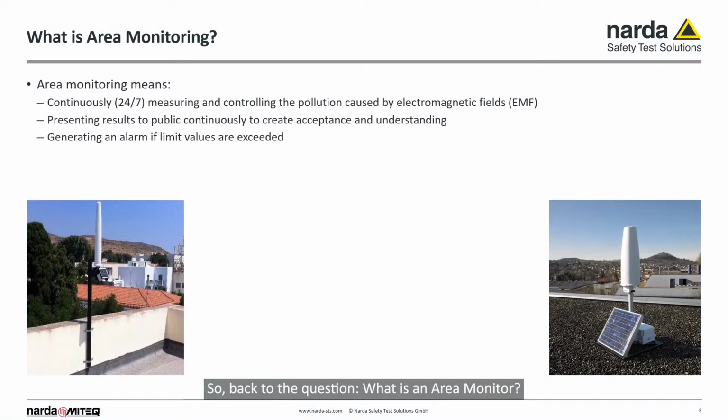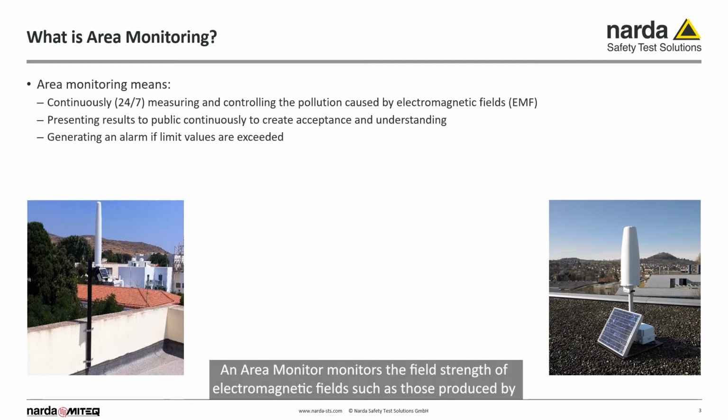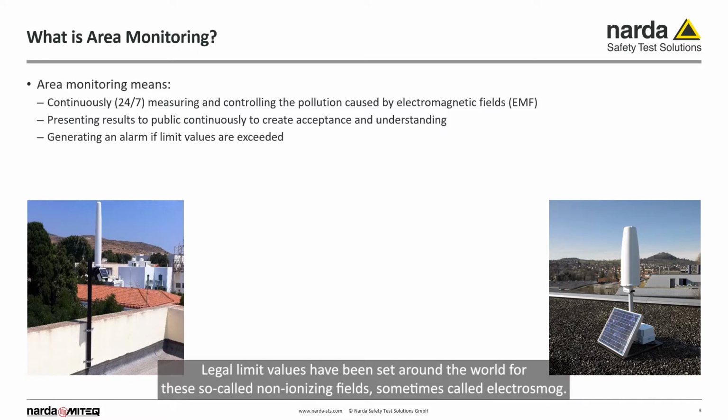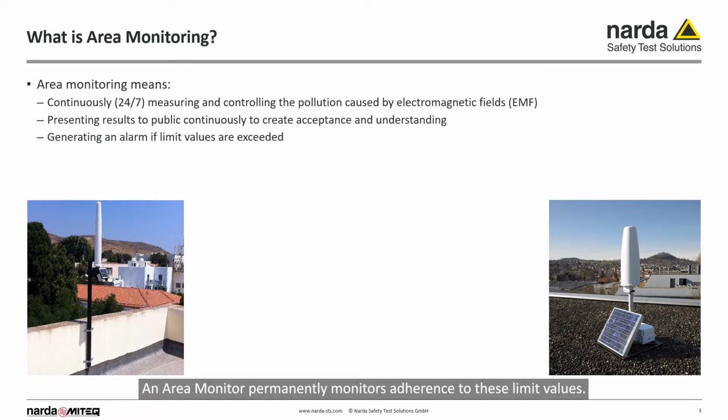So back to the question, what is an area monitor? An area monitor monitors the field strength of electromagnetic fields, such as those produced by broadcast and cellular network antennas, as well as power lines and many other applications. Legal limit values have been set around the world for these so-called non-ionizing fields, sometimes called electrosmog. An area monitor permanently monitors adherence to these limit values.